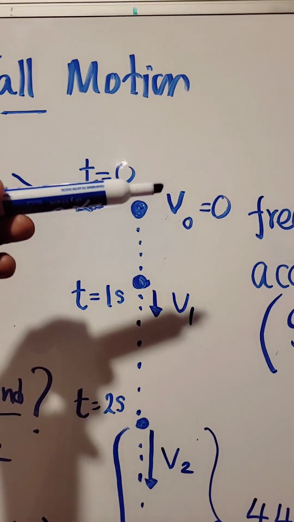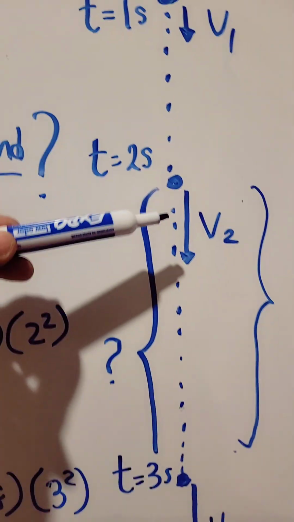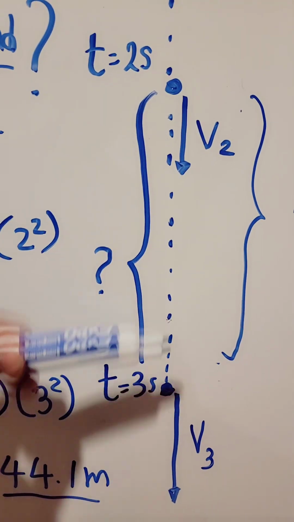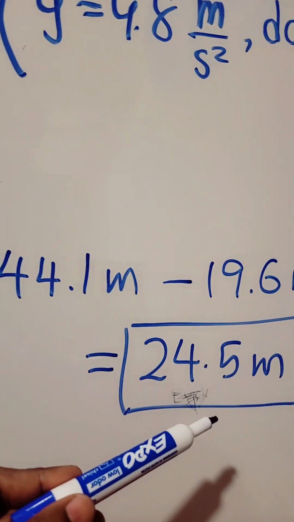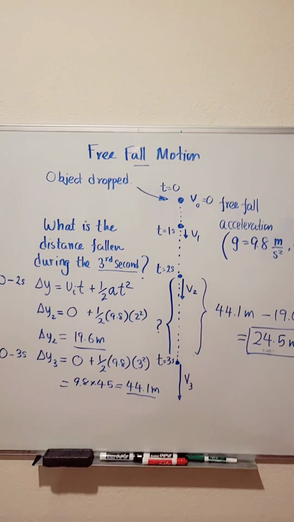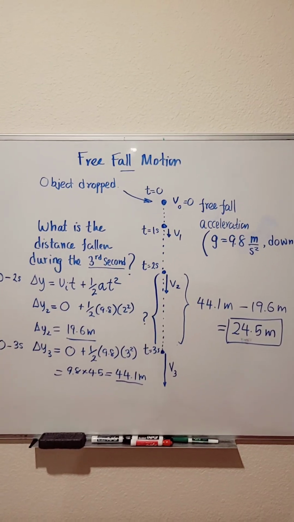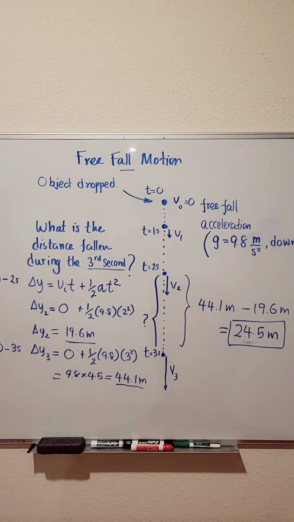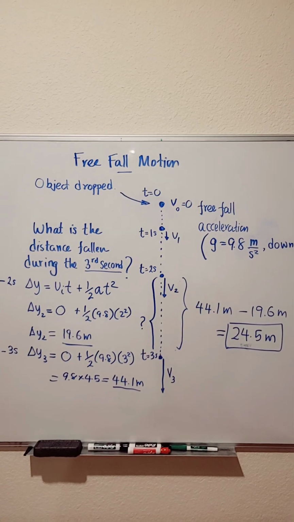So if someone asks you what is the distance fallen during the third second, if an object is dropped from a certain height, the distance traveled during that third second is going to be 24.5 meters, guys. That's how you do this problem. It's a rather complicated free fall motion problem, but hopefully you understood it.